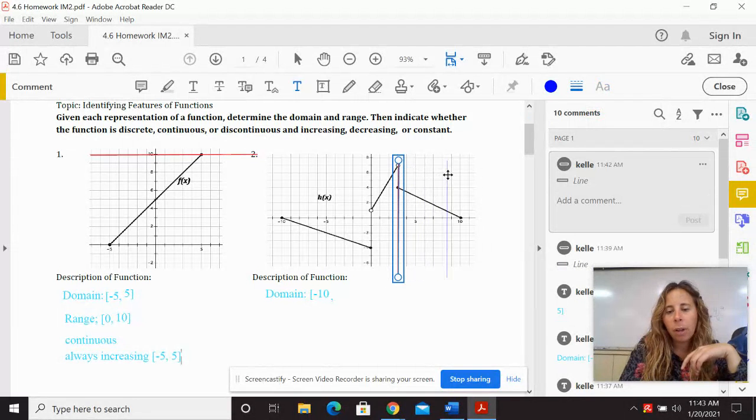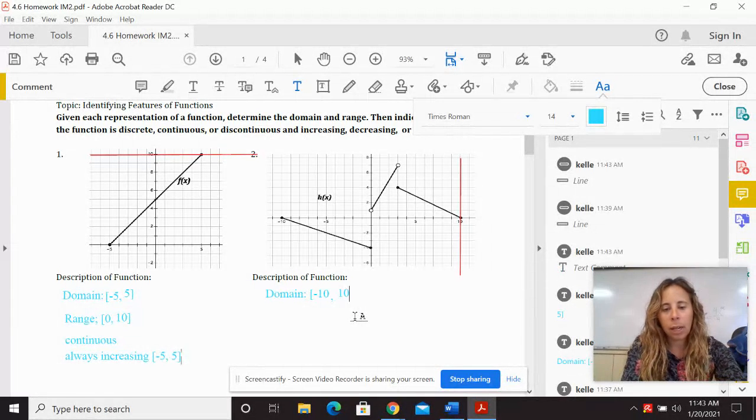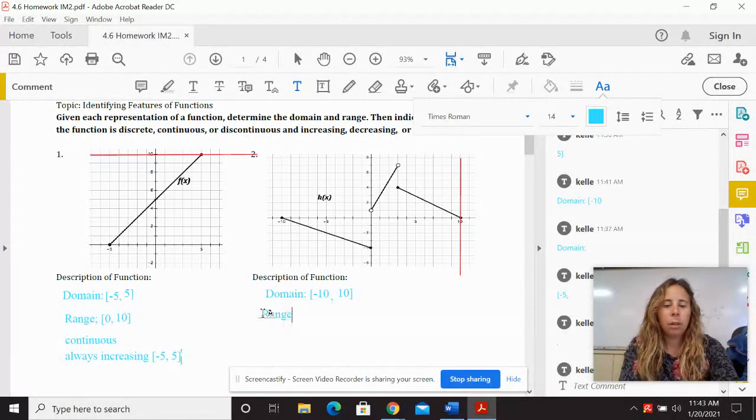So this graph, every x value between negative 10 and positive 10 has a y value. So your domain is negative 10 to 10. That's your domain. The range, now you're looking low to high.